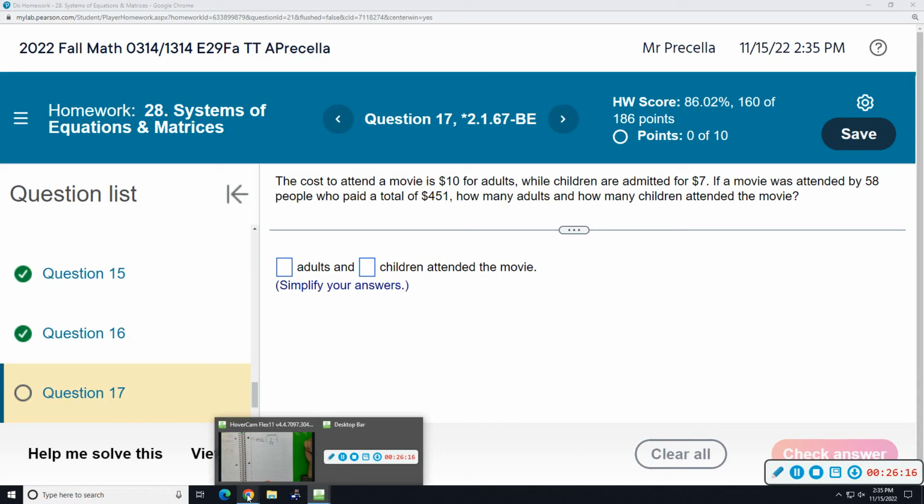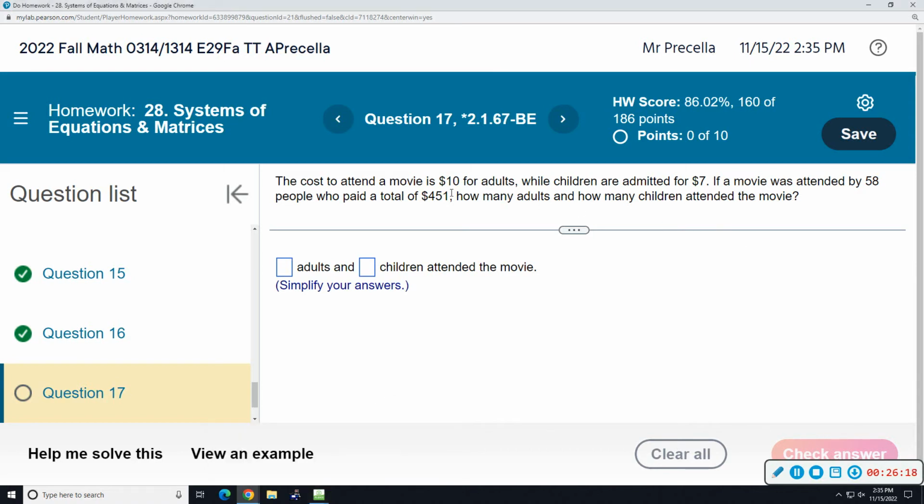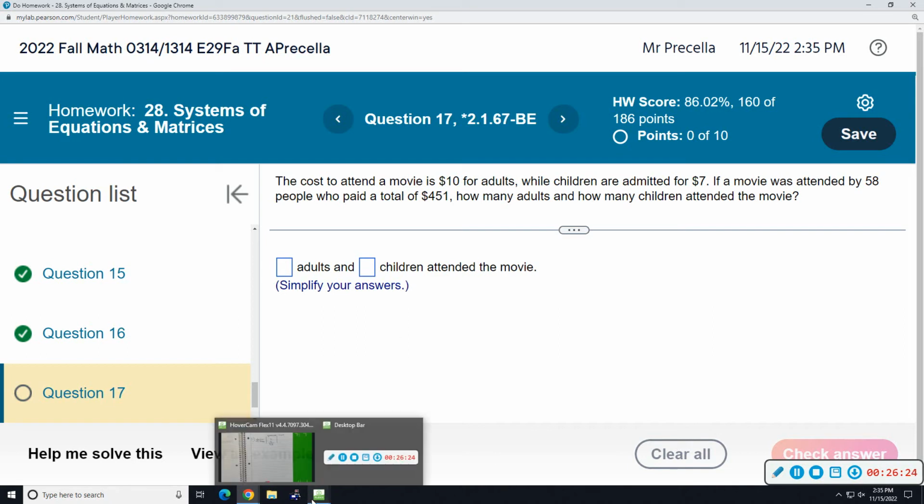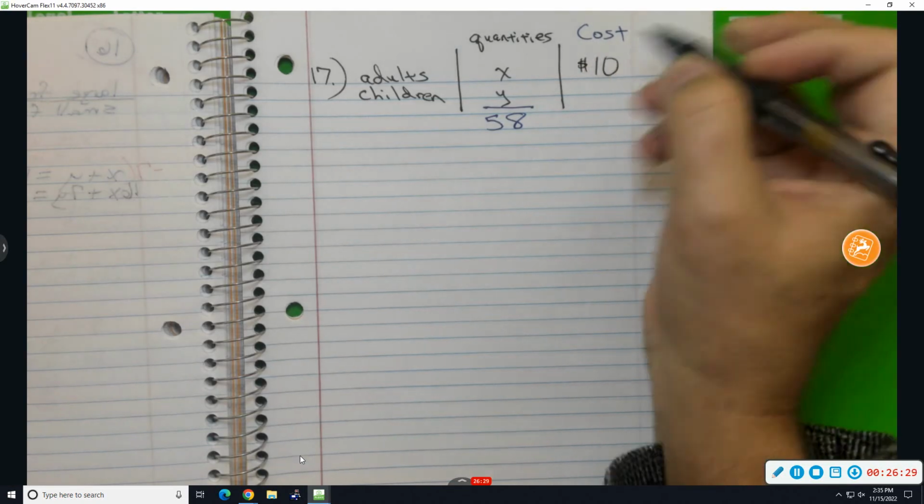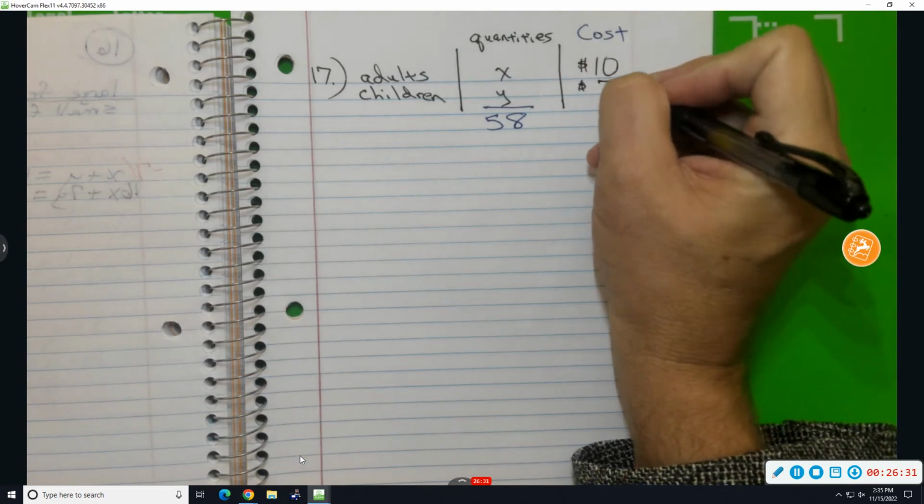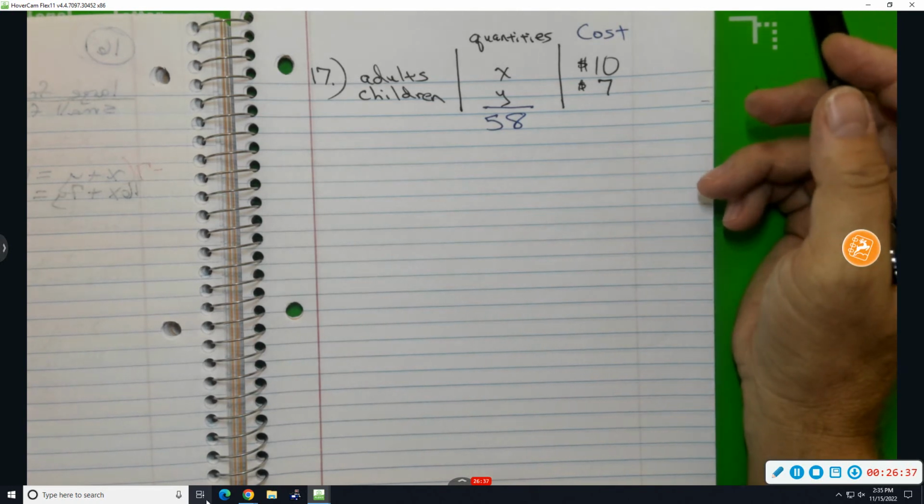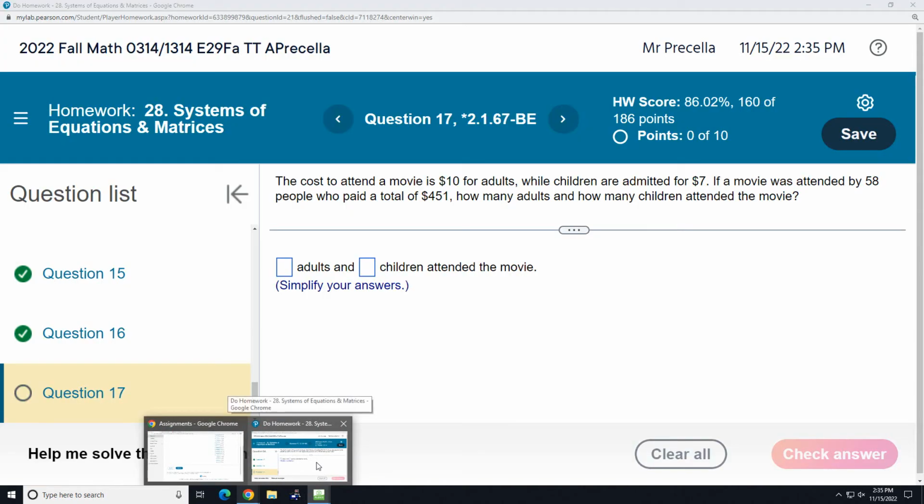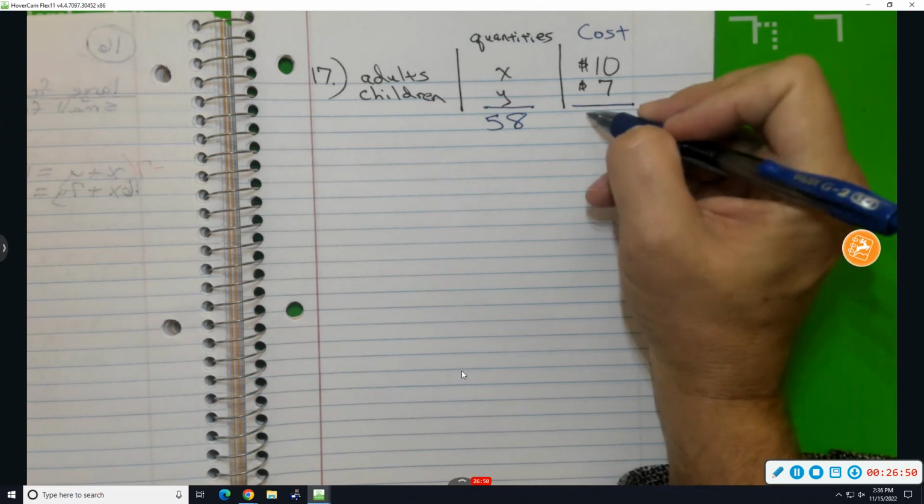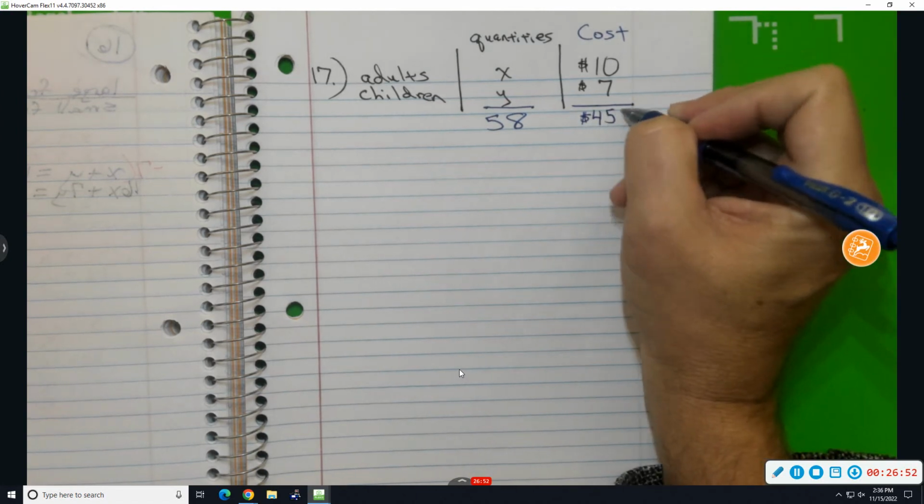They gave us more information. I think they gave us the costs. Yes, they did. 10 for adults, 7 for kids, with a grand total of 451. So the adult tickets cost $10. The children tickets cost $7. Grand total of 451. Look back at the problem. Let's make sure of that. Yeah, that's right. They paid a total of $451. So if you add up the total amount paid, it had better be $451.